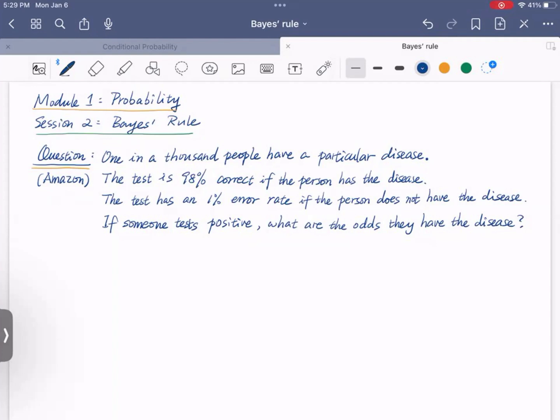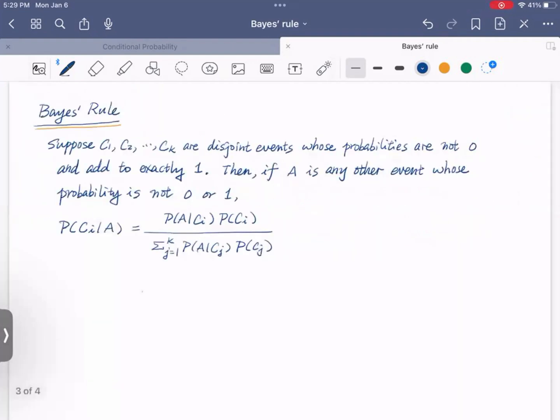So this is a very classic Bayes' rule problem. We will solve it in a minute. Let's first review Bayes' rule. This is a definition. Suppose C1, C2, all the way to Ck are disjoint events whose probabilities are not zero and add to exactly 1. Then if A is any other event whose probability is not 0 or 1, then we can calculate the probability of Ci given A using this formula.